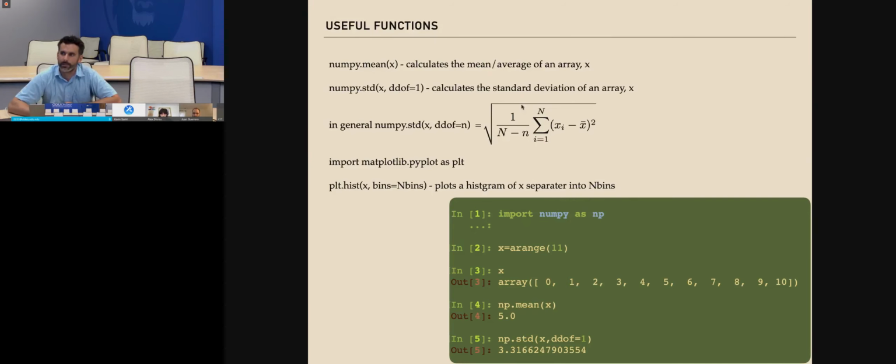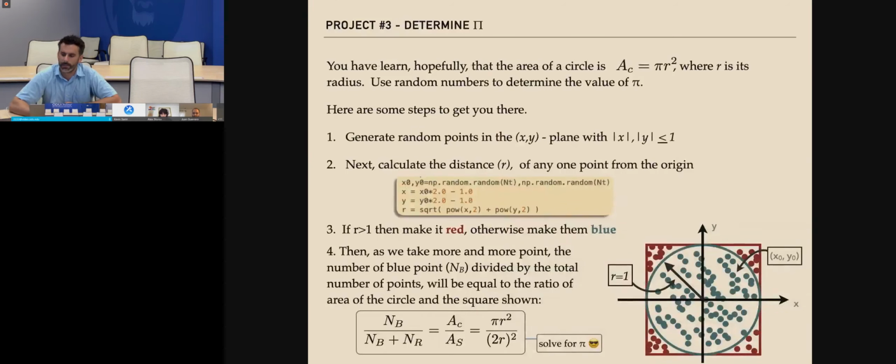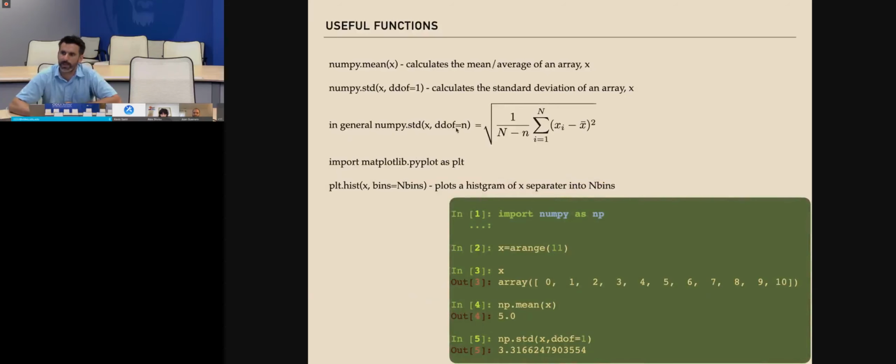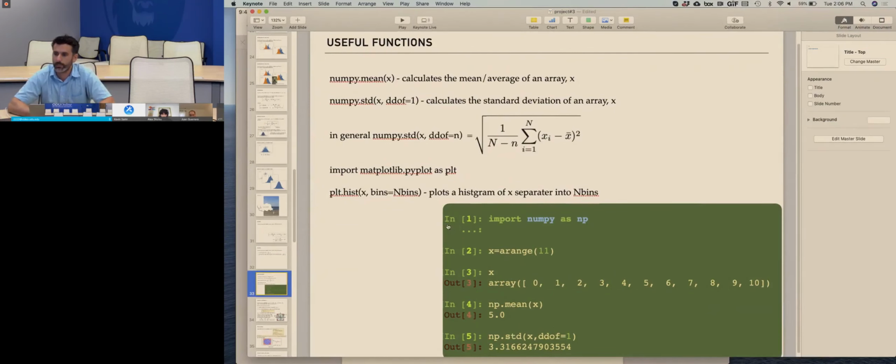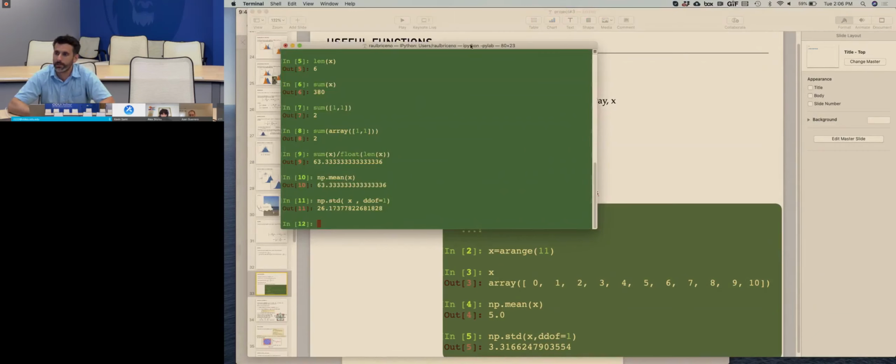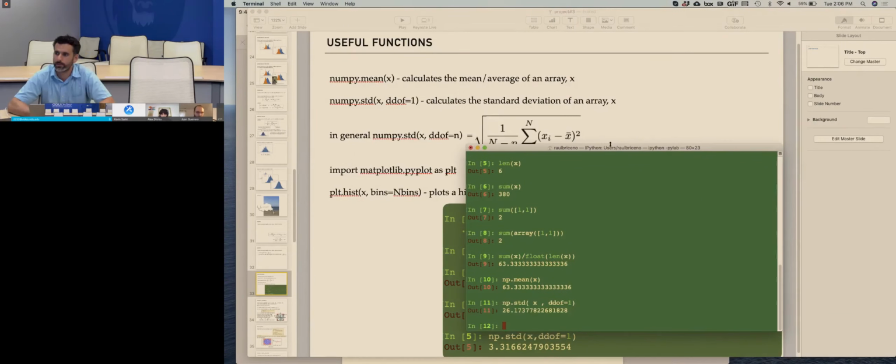Numpy.std calculates the standard deviation of an array, but sometimes you might want to have different subtraction points of n. This doesn't really matter for the scope of this class, so you can just fix that to 1. For plotting, we've already used matplotlib, but inside of it you can also plot histogram distributions. What I would encourage you to do right now is just open up your Python and put some of these functions to practice.